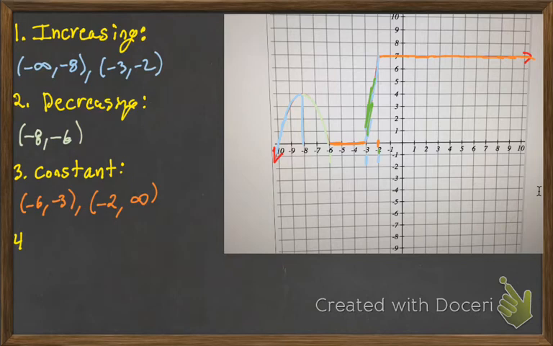We'll go ahead and find the domain. That's the far left to the far right. So this function is going to extend indefinitely in both directions. So the domain is going to be negative infinity to infinity. It's going to be everything.